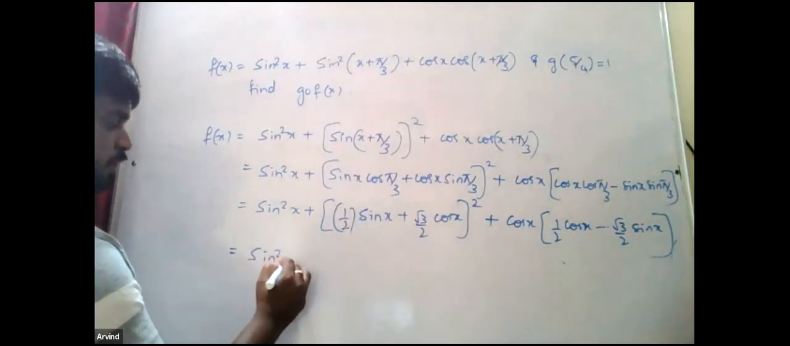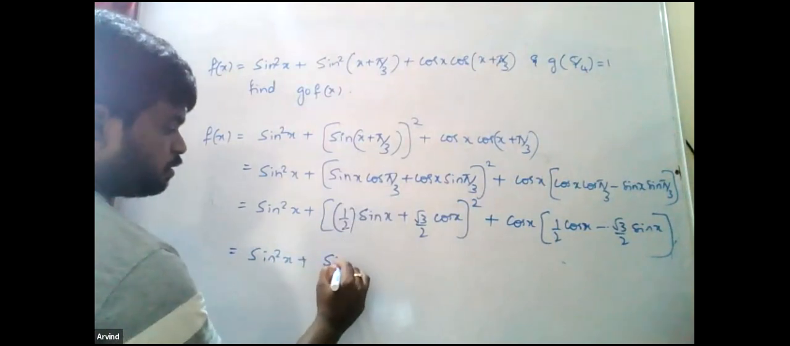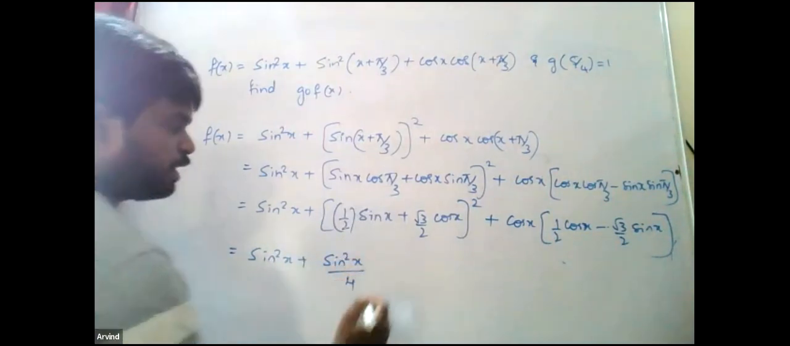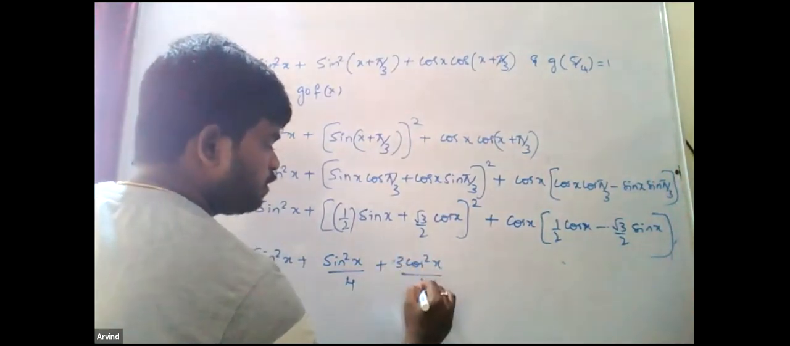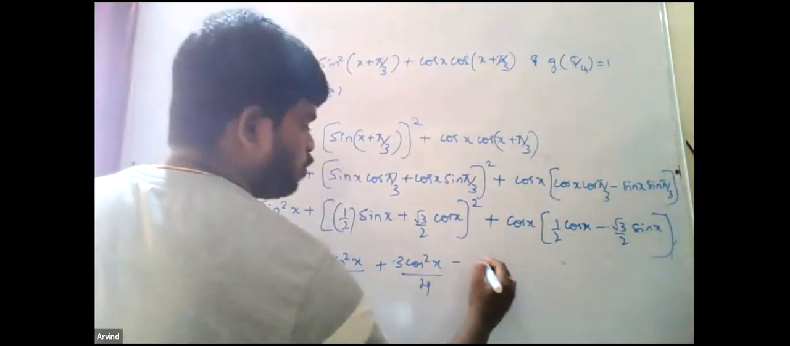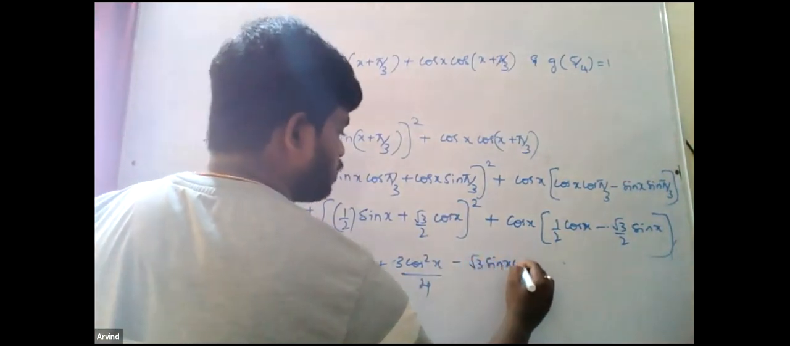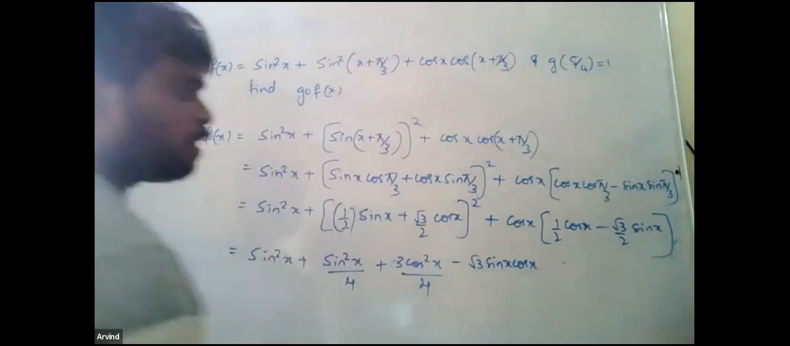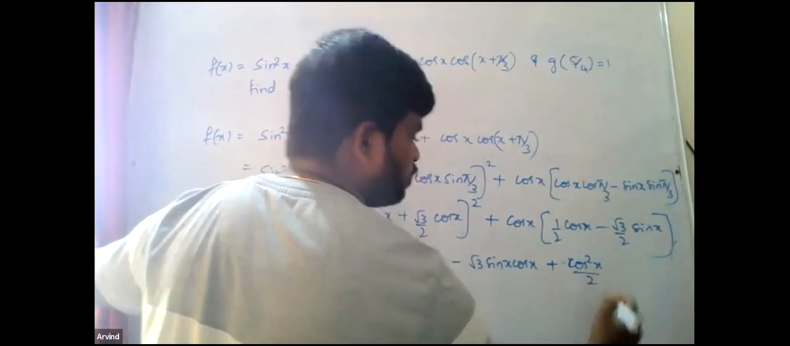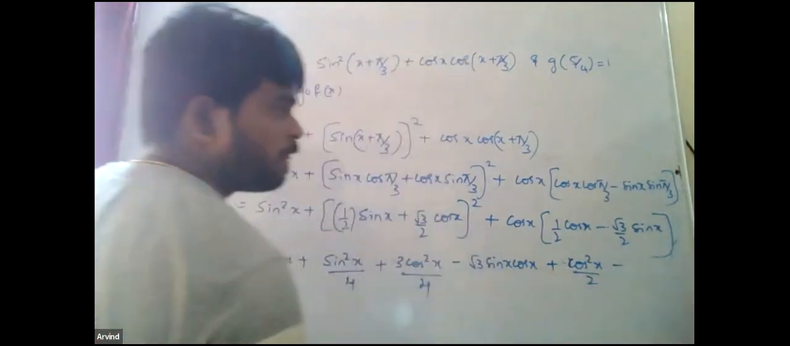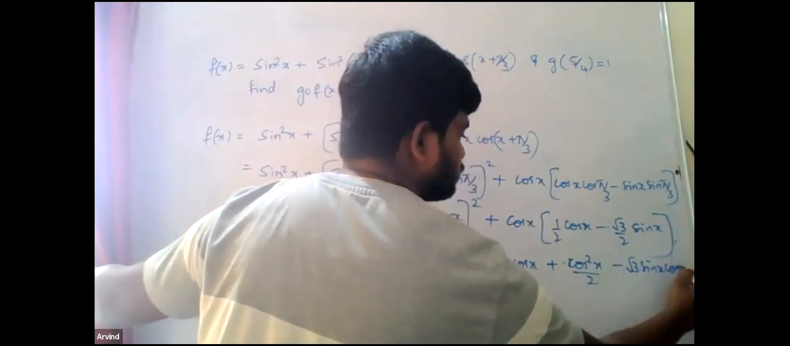So try simplifying it. A plus B the whole square is A square plus B square plus 2AB. A square is sin square x by 4, and B square is 3 cos square x by 4. Then 2AB, the 2 gets cancelled, it will become root 3 sin x cos x. Plus cos x into 1 by 2 cos x is cos square x by 2, minus root 3 sin x cos x.